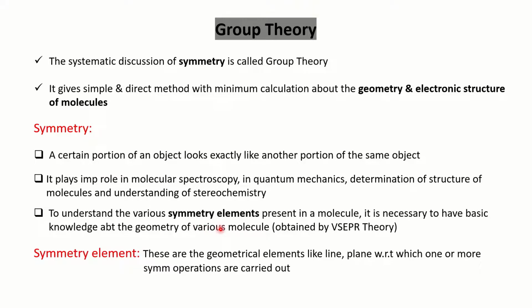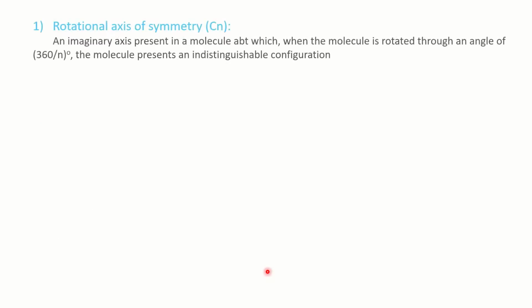What are symmetry elements then? Symmetry elements are the geometrical elements like a line or plane with respect to which we perform the operation. It is completely imaginary and we will see how we do that. So there are a total of 5 symmetry operations. We will discuss first the rotational axis of symmetry, represented by Cn, axis of symmetry.